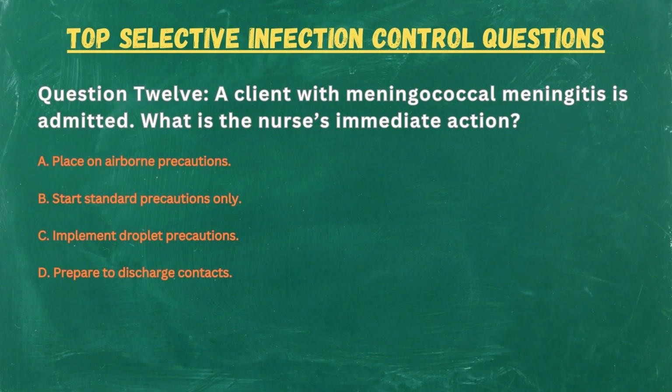Question 12. A client with meningococcal meningitis is admitted. What is the nurse's immediate action? A. Place on airborne precautions. B. Start standard precautions only. C. Implement droplet precautions. D. Prepare to discharge contacts. Answer. C. Implement droplet precautions.